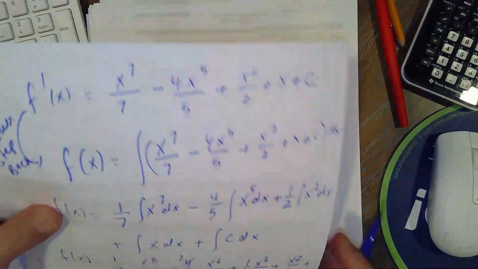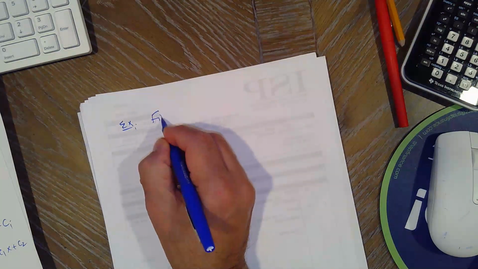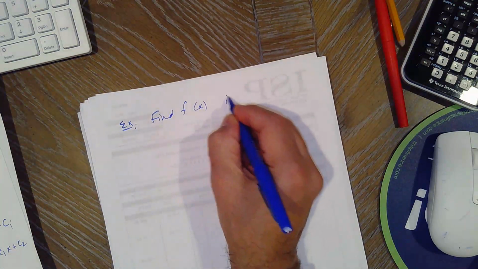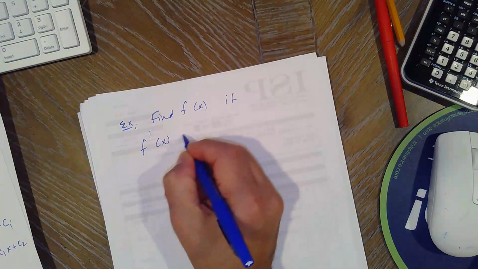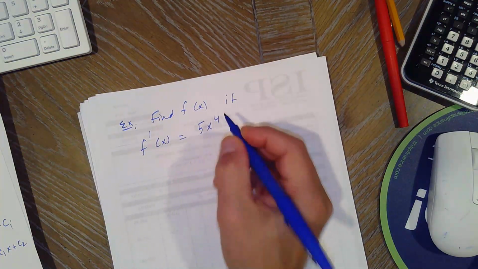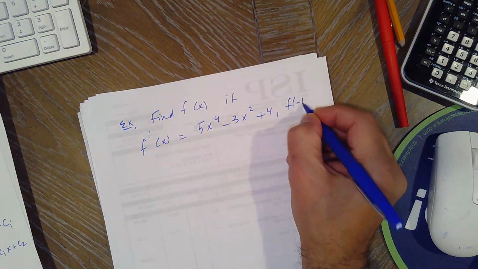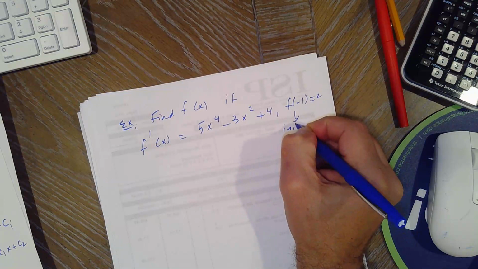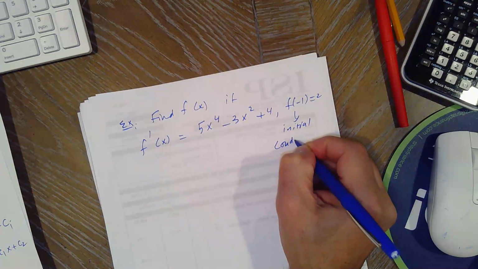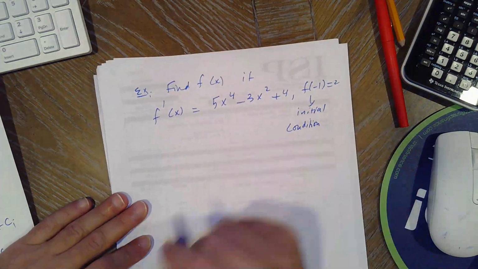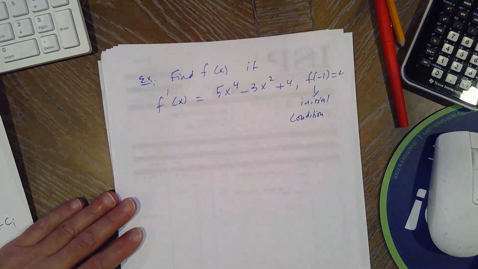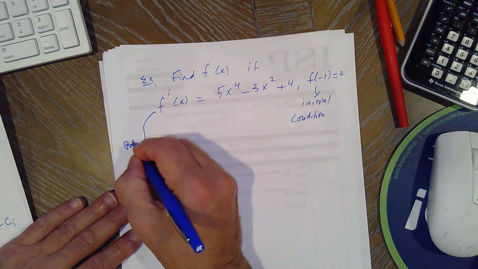Alright, sometimes we could actually find those constants if they give us what we call initial conditions. For example, if we say find f of x, if f prime of x equals 5x to the 4 minus 3x squared plus 4, and they're giving us what we call an initial condition. Basically, to find f of x, we're going to go backwards one step.